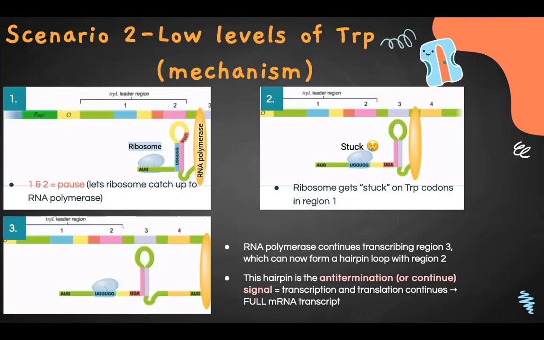So you're always going to have the 1-2 pause. That's always just going to be natural for the ribosome to catch up. That one's always going to happen no matter what, unless you have straight up repression and the operon isn't even on.